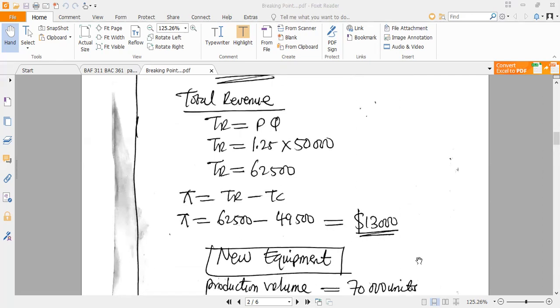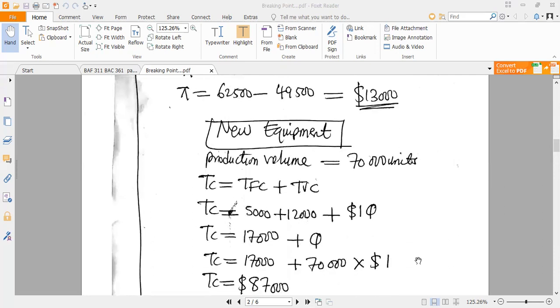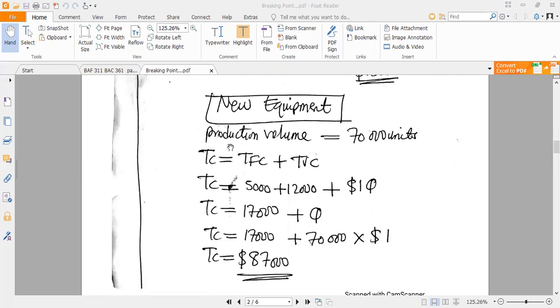Now let's look at whether they can go for this new equipment. This new equipment's production volume is 70,000. We will be able to produce 70,000 units if we go for this equipment. The total cost is equal to the TFC, the total fixed cost, plus the total variable cost. In this case, we have 5,000 plus the 12,000, because it will bring in an additional fixed cost of 5,000 according to the information given in the question. So our total fixed cost comes to 17,000.